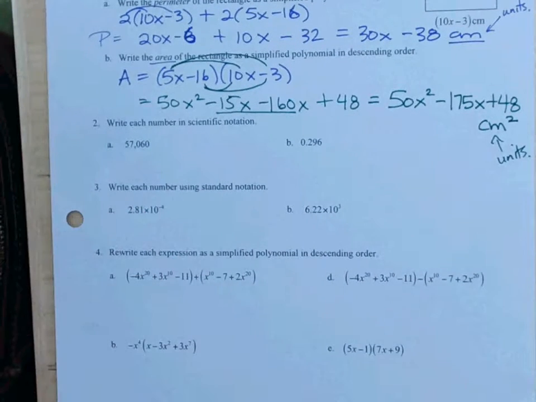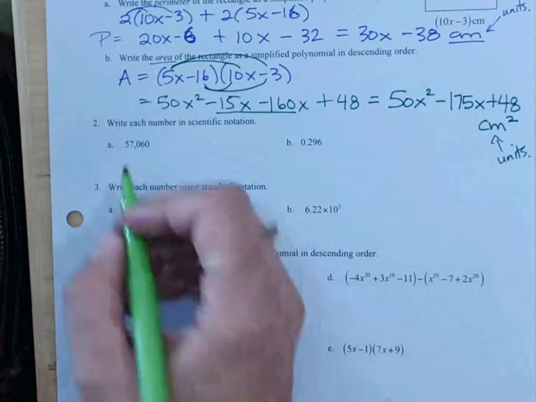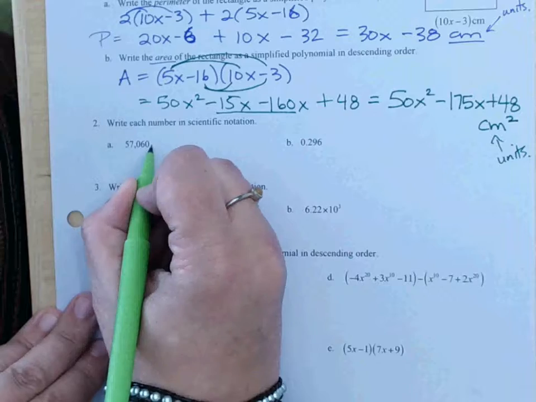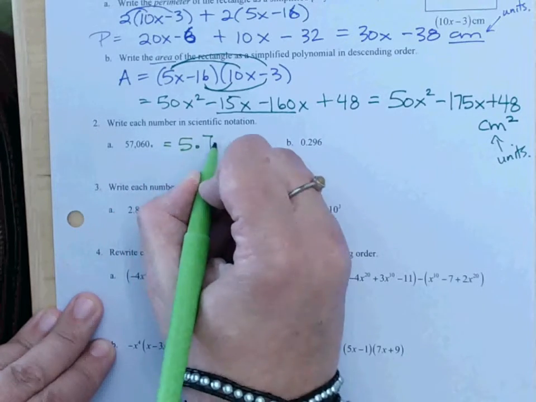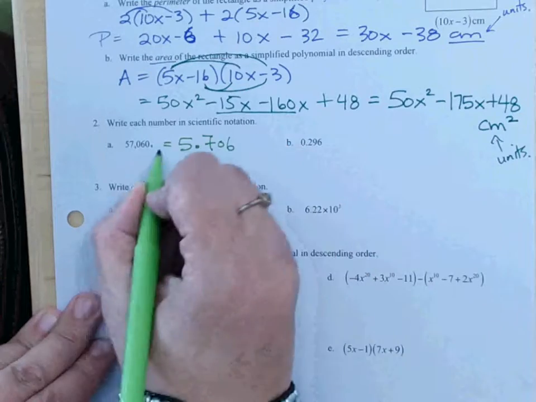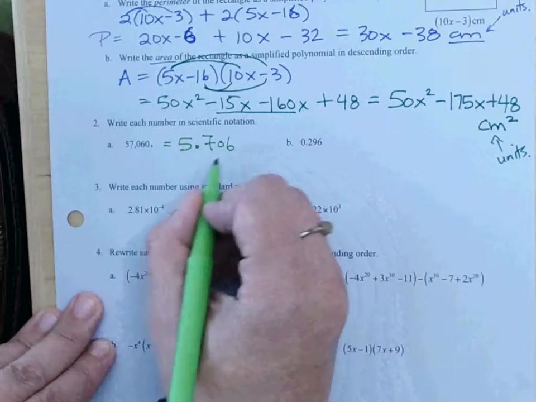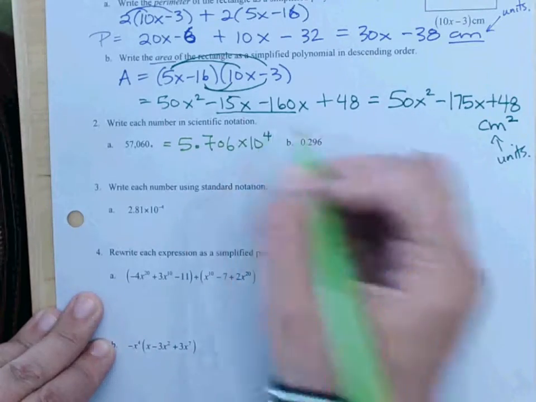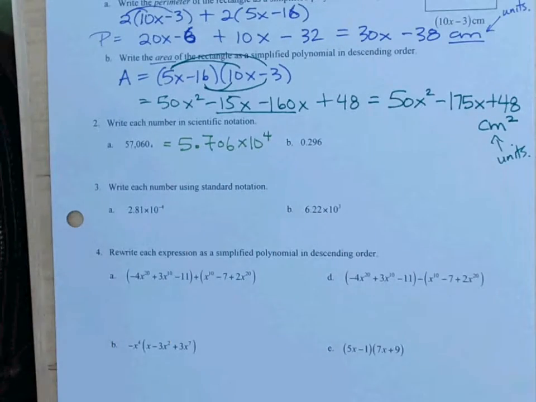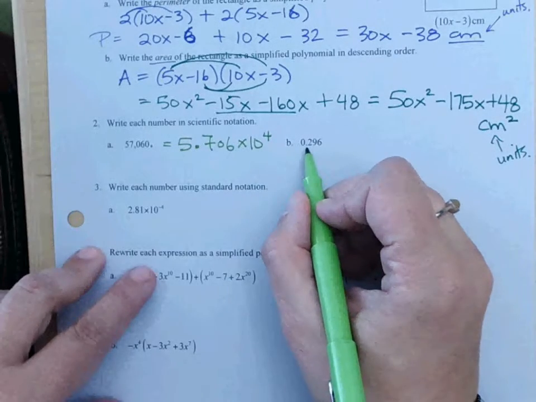Write each number in scientific notation. We want to write it as a number times a power of 10. So I start with a decimal at the end. I'm going to move it how many places? Yes, I'm moving it 4 places. So I put it between the 5 and the 7 times 10 to the 4th power since I moved it 4 places.